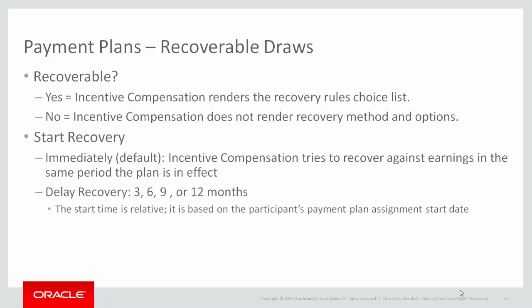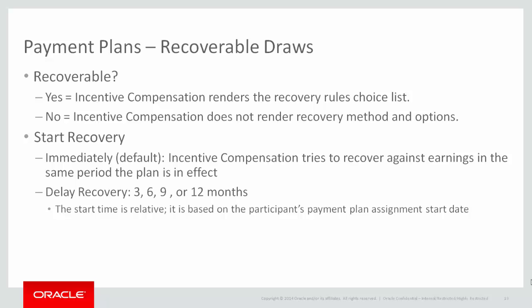What we can also identify is the recovery period for draws. We can identify when the recovery is going to start. We may want it to start recovering immediately, or you can delay the recovery for, say, 3, 6, 9 months, etc. A common reason why many organizations might delay recovery is in these scenarios surrounding new hires. You have a new person that's joining the organization and they're trying to build their pipeline and get their bearings, and so you might give them a guarantee for a certain point of time.